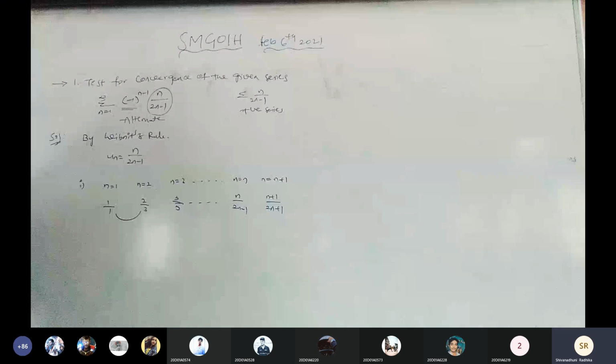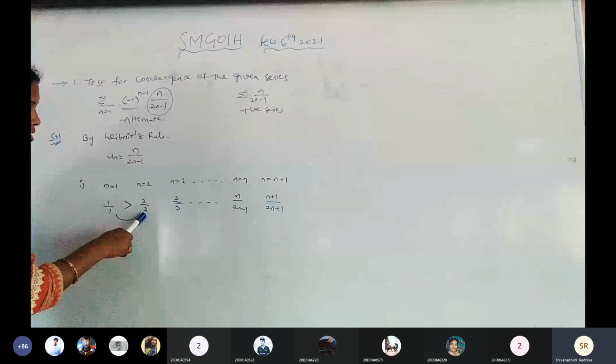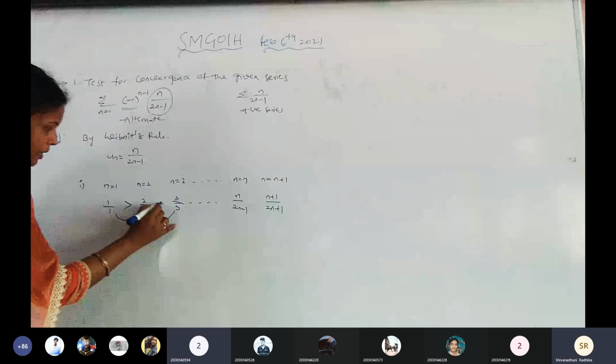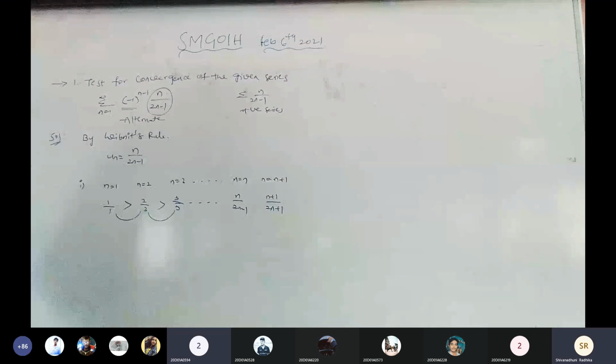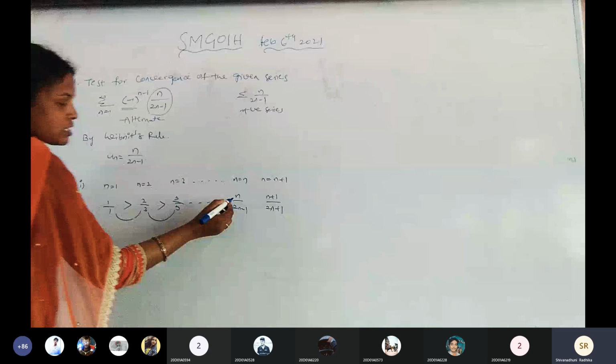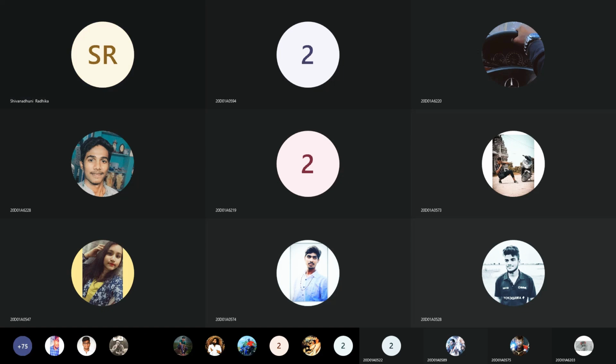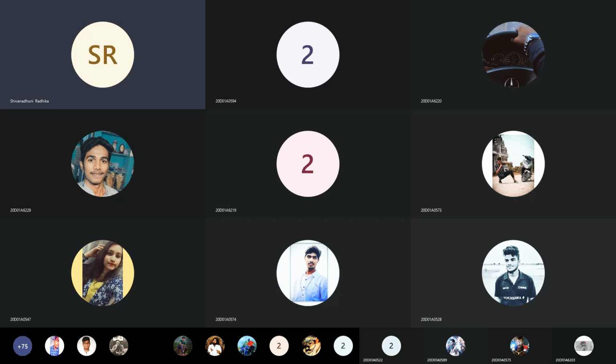Which is the big value compared with 1 and 2 by 3? 1 is the big value. Now 2 by 3 and 3 by 5, which is the big value? Compare these two. The preceding value is greater than the succeeding value. Next, n by 2n minus 1 is always a big value compared with the next term. Okay, now the first condition is satisfied.